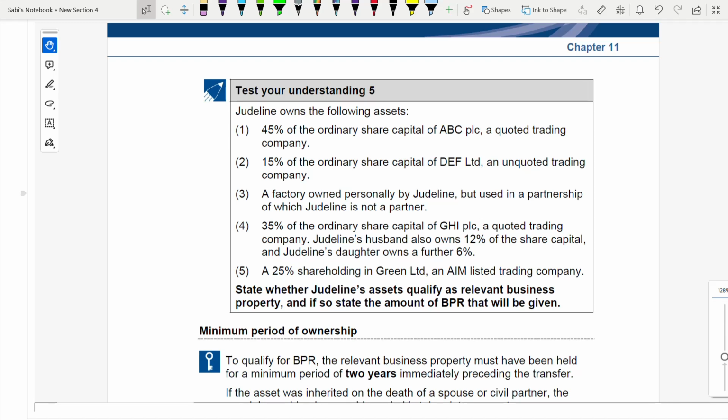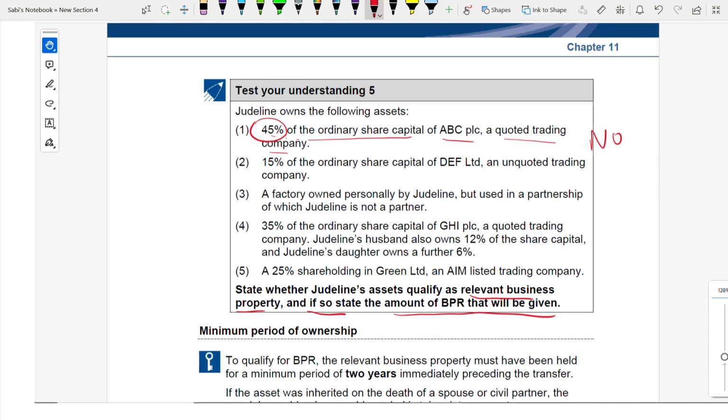Test your understanding 5. We have 5 assets and you have to state whether they qualify as business property or not. And if they are relevant business property, state the amount of BPR that will be given, whether 100 or 50%. First one, 45% of the ordinary share capital of a quoted trading company. Tell me, BPR is available? No. No BPR. Why? He has 45%. That means no controlling interest. And also ABC PLC is a quoted company.